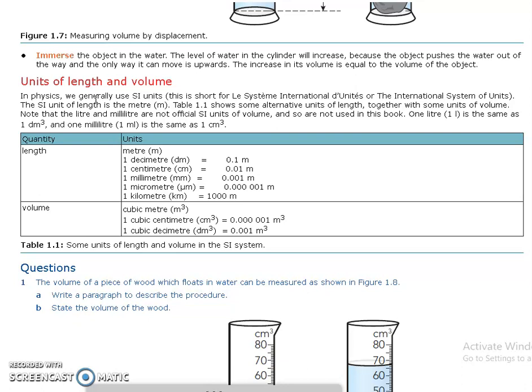Okay, so in physics we generally use SI units. SI unit means Système International d'Unités, or International System of Units. So the SI unit of length is what? Meter. The international unit of length is meter.